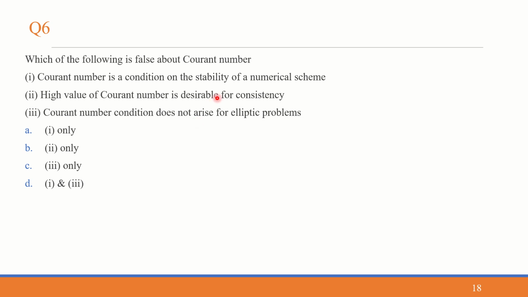Second one is the only false statement. We are asked to identify which of the following is false. So statement 2 is the false statement, which is given by option B. That is, 2 only is the right answer. Now the answer is option B, 2 only.